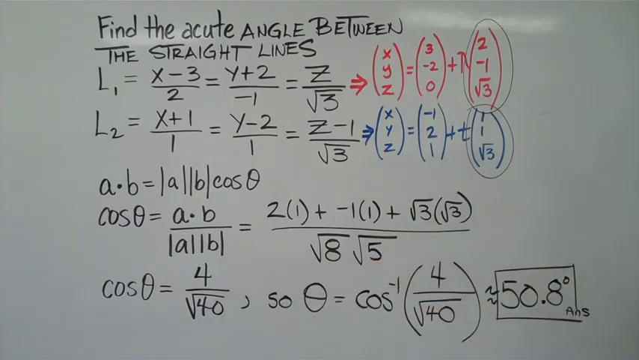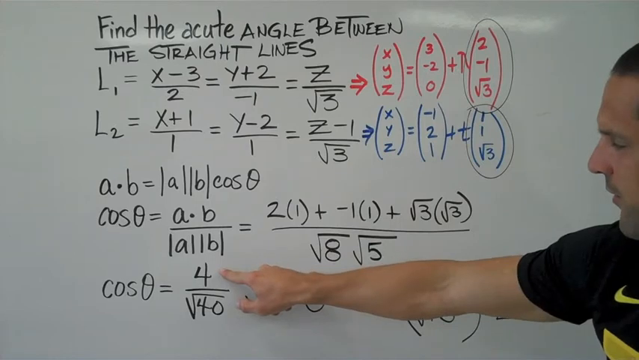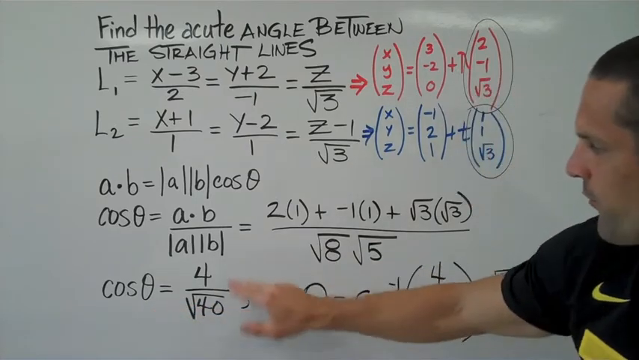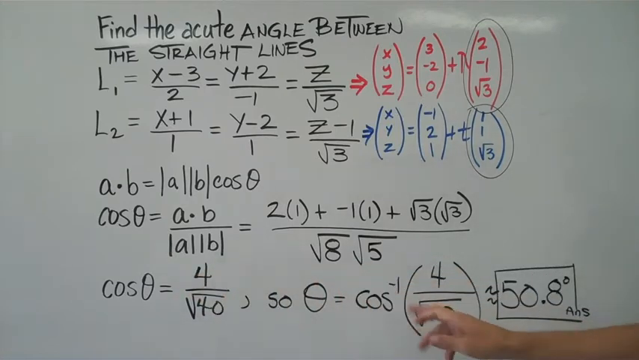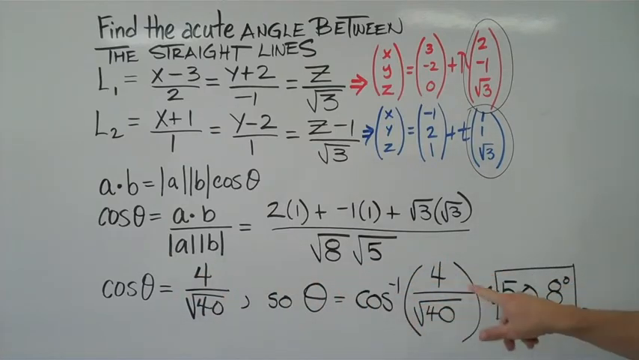What's the magnitude of B? Well, use the Pythagorean theorem. 1 squared plus 1 squared plus square root of 3 squared, all in the square root, is the square root of 5. 8 times 5 is 40, so that gives me the square root of 40. And on top, I simplified to 4. If I get cosine theta equals 4 over the square root of 40, I can solve for theta. Take arc cosine on both sides, or inverse cosine. I punch this in my calculator, I get to 3 significant figures, 50.8 degrees. That's the angle, the acute angle between these two lines.